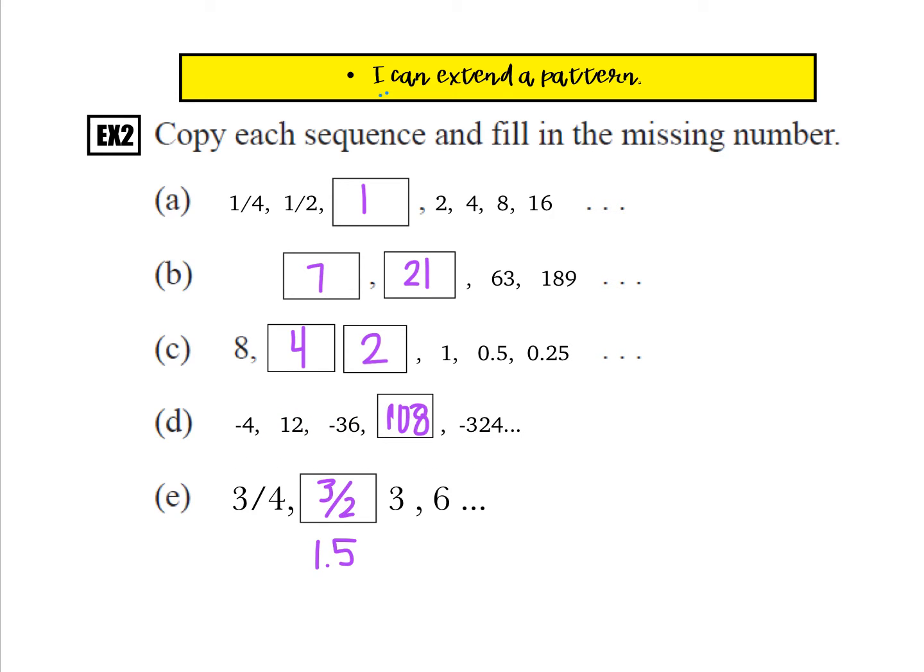All right, and lastly for E, I noticed to get from 3 to 6, I would multiply by 2. So to work backwards, I've got to divide by 2. And so 3 divided by 2 is either 3 over 2 or 1.5. Either answer will work.